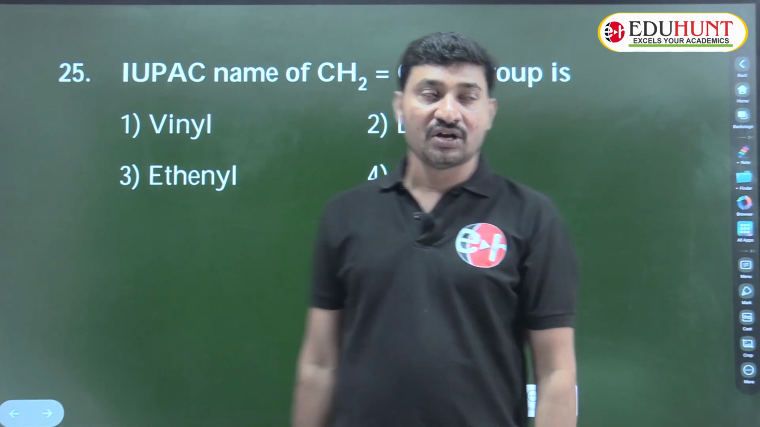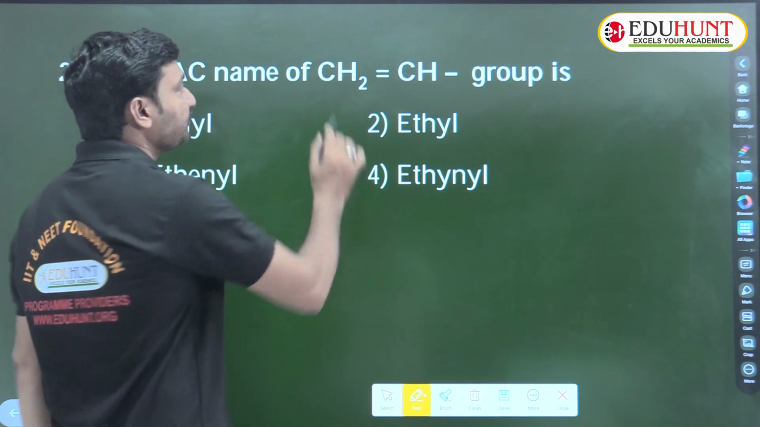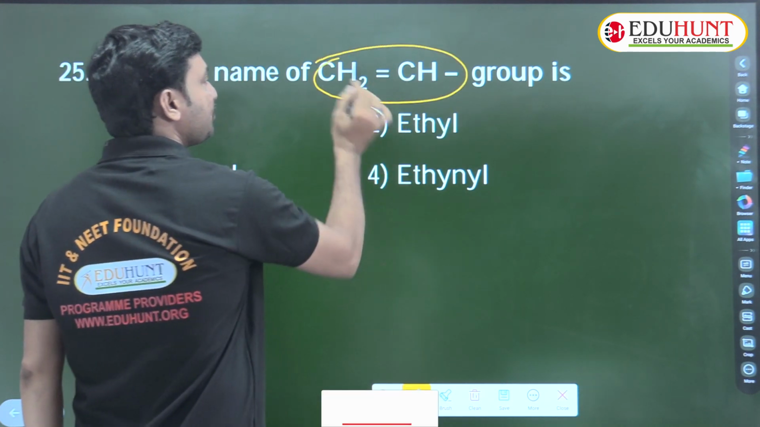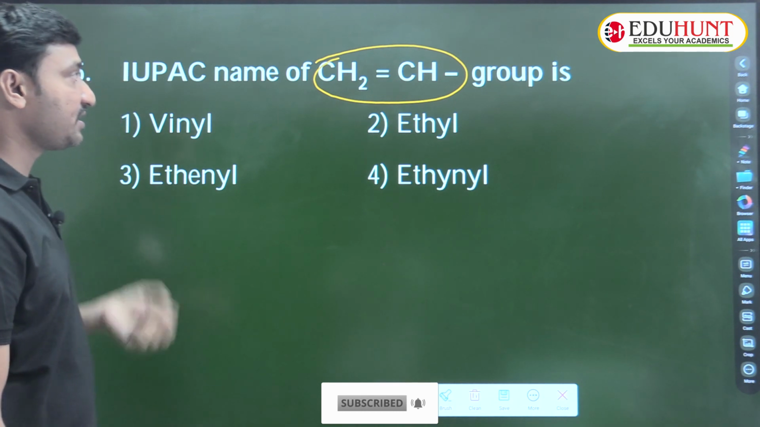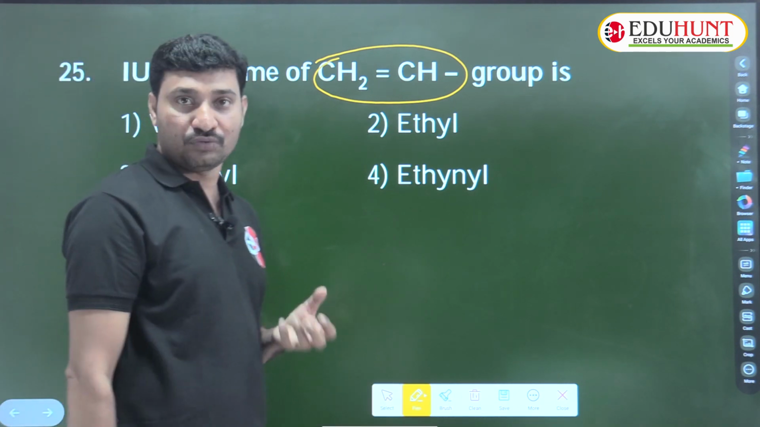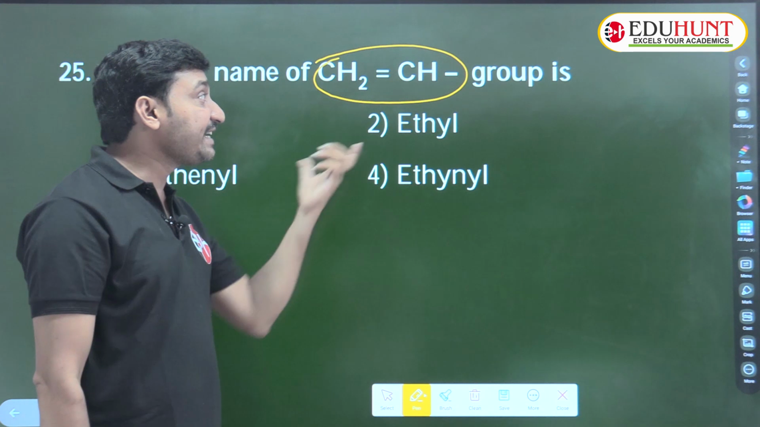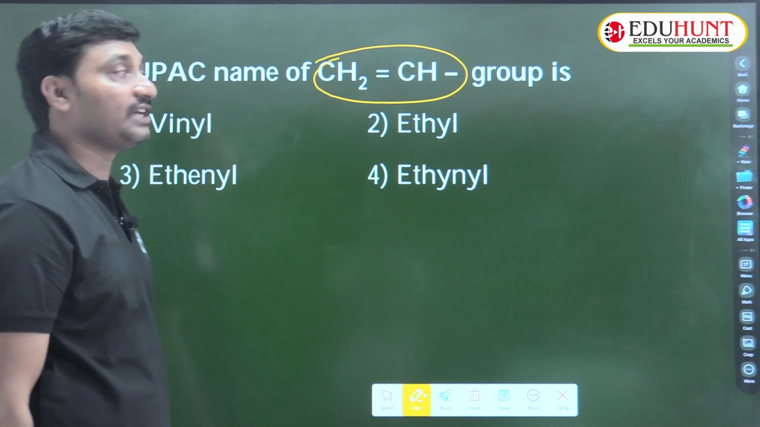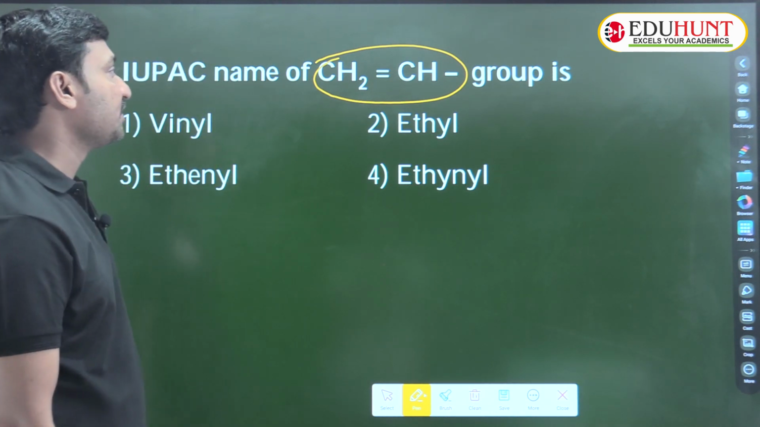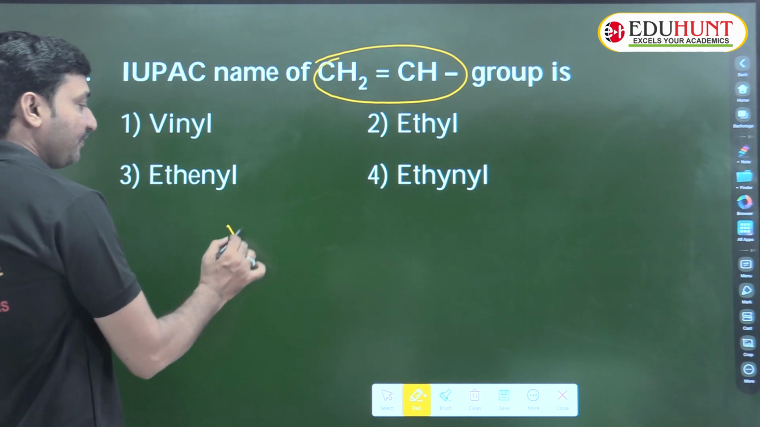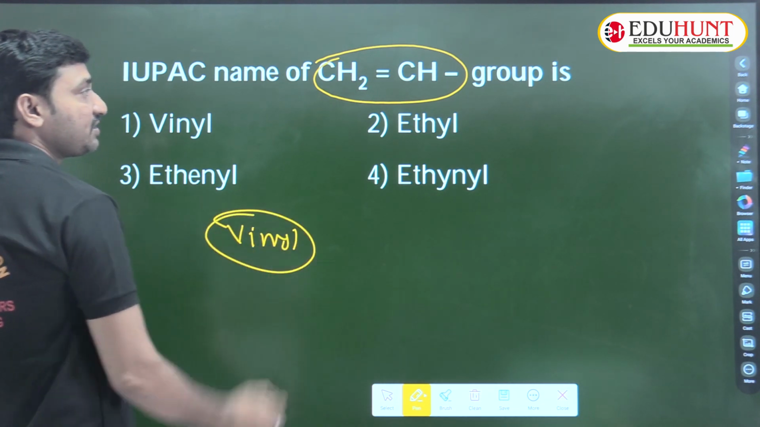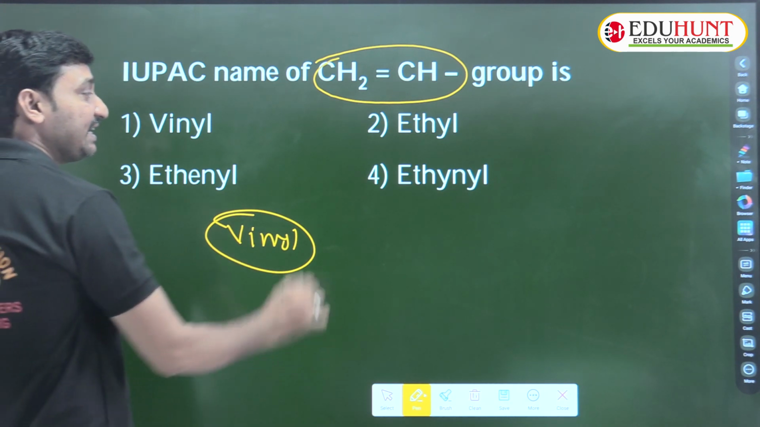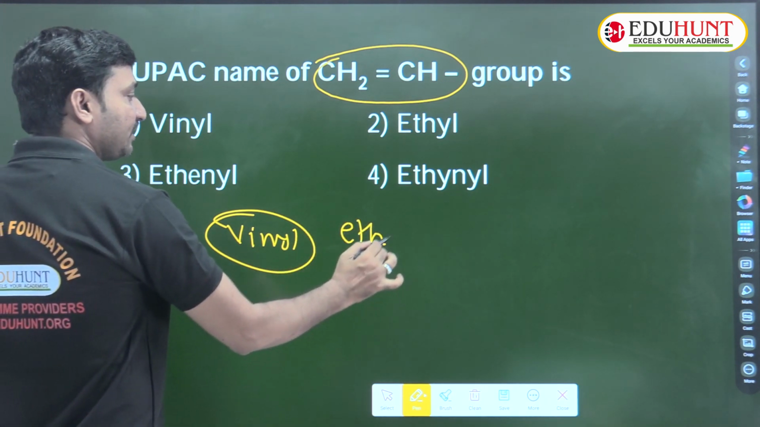Next question. What is the IUPAC name of this one? CH2 double bond CH. Already we discussed in the classification of alkyl groups. You know, this is an alkenyl group, right? What is the name of this one? Common name vinyl. CH2 double bond CH is vinyl group or ethenyl.